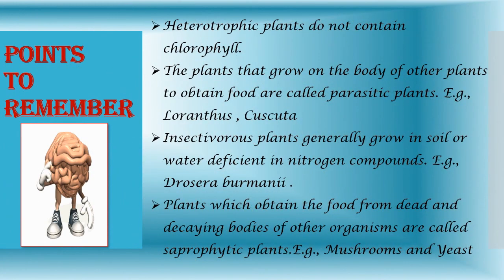Now students, this was the end of the chapter. So in this module, what we learned was that heterotrophic plants do not contain chlorophyll. The plants that grow on the body of other plants to obtain food are called parasitic plants. For example, Loranthus. Then insectivorous plants generally grow in soil or water deficient in nitrogen compounds. For example, Drosera. Then plants which obtain food from dead and decaying bodies of other organisms are called saprophytic plants. Example, mushrooms and yeast.